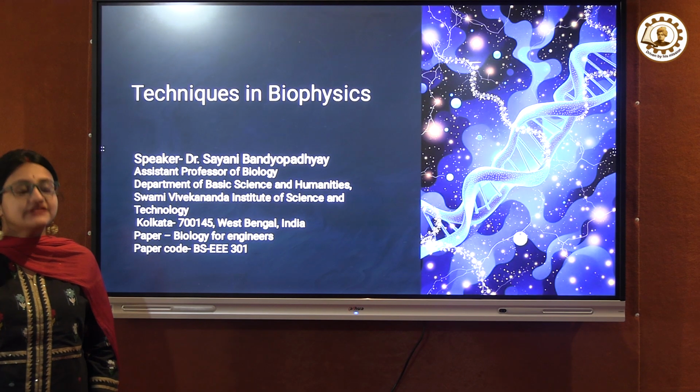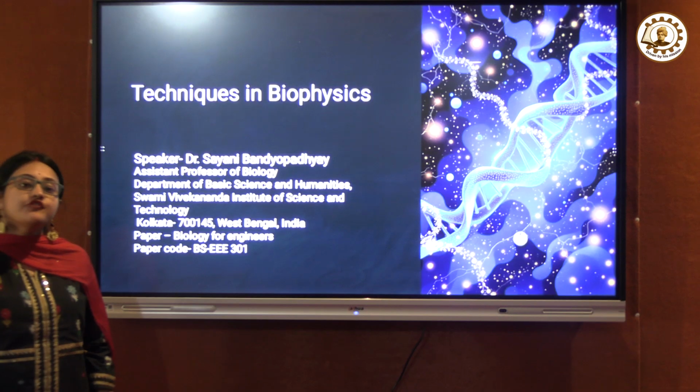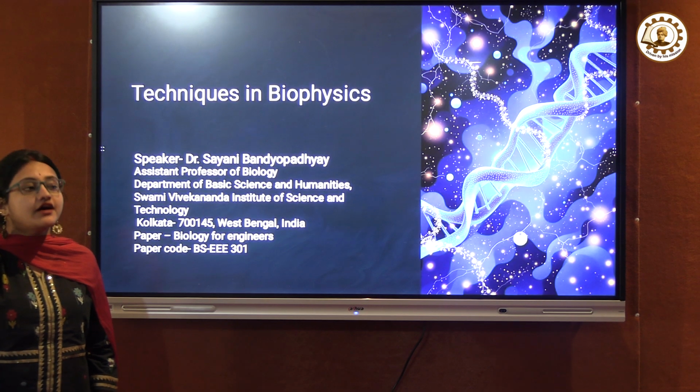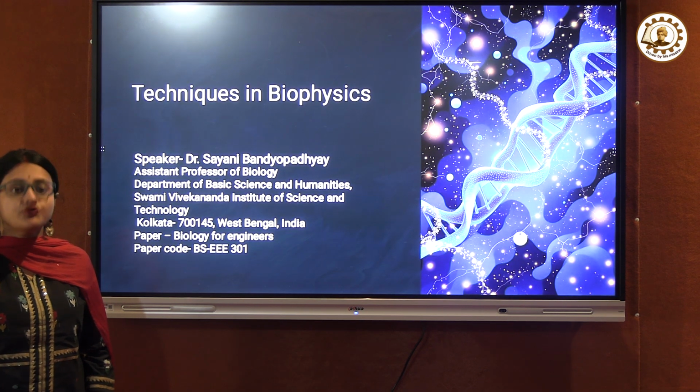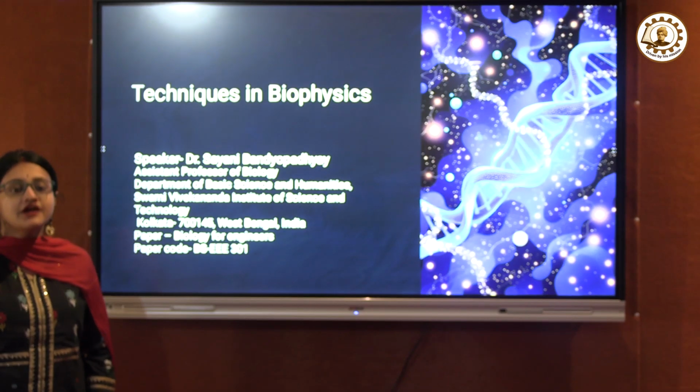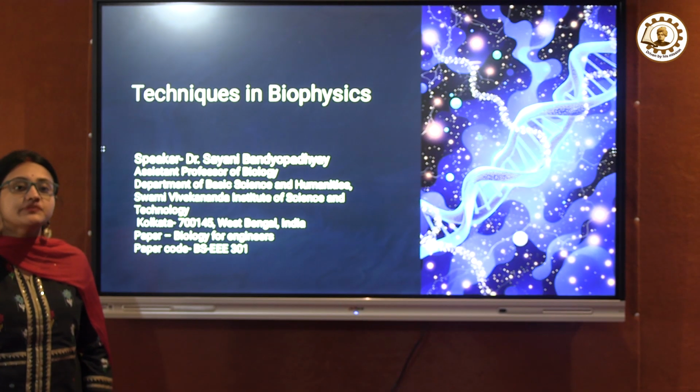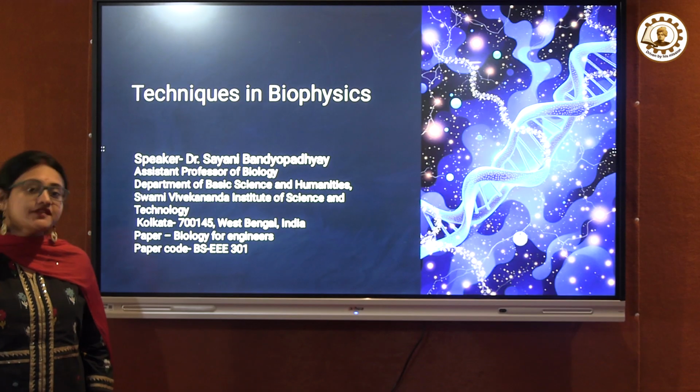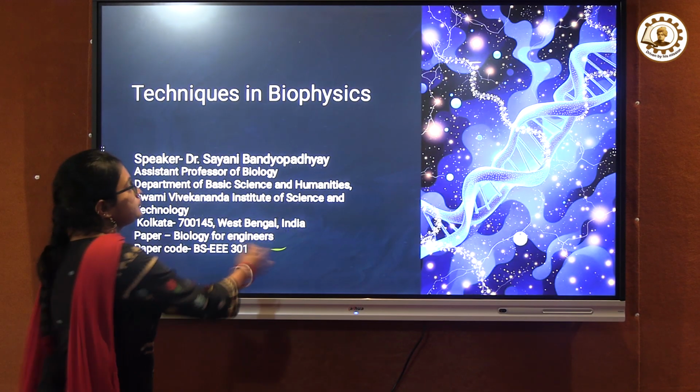This part or this chapter is important only for the BS EEE 301 course, which is actually for the EEE department third semester students. The paper is Biology for Engineers.